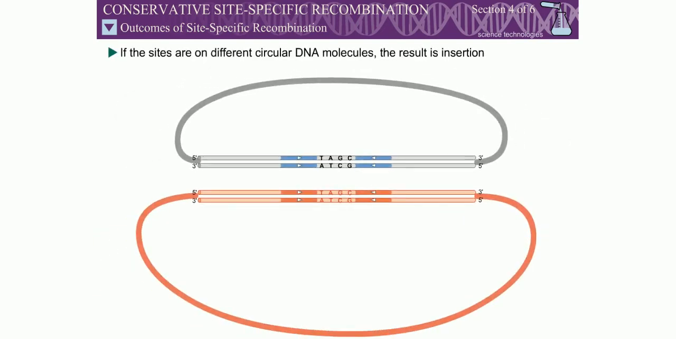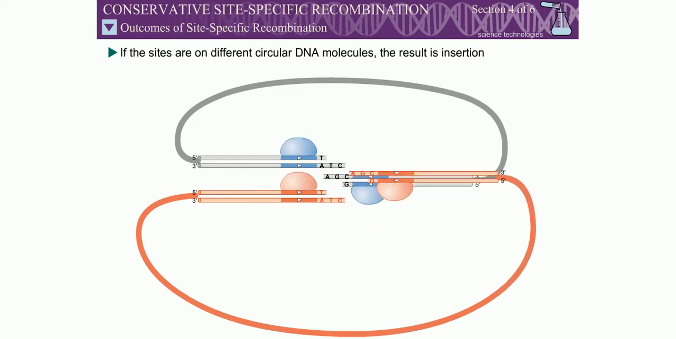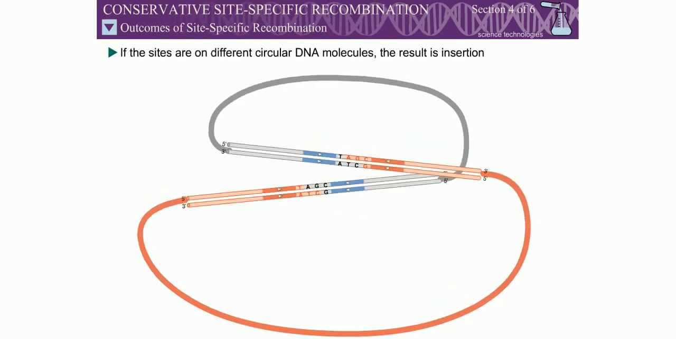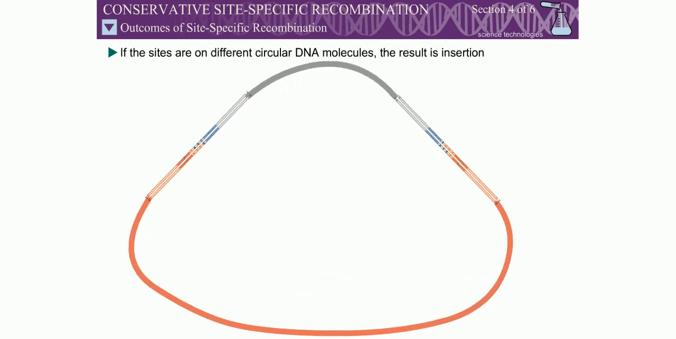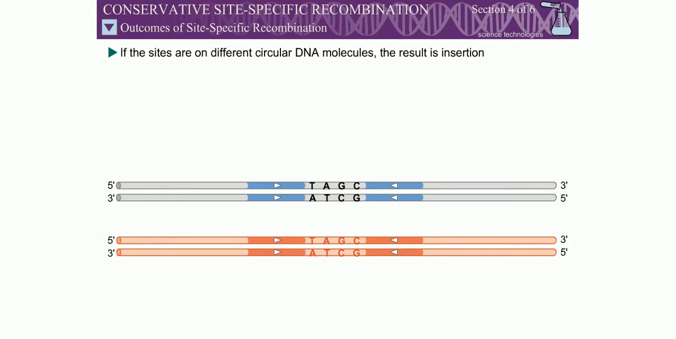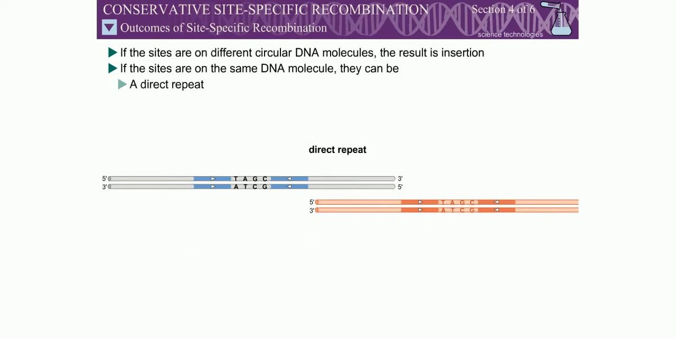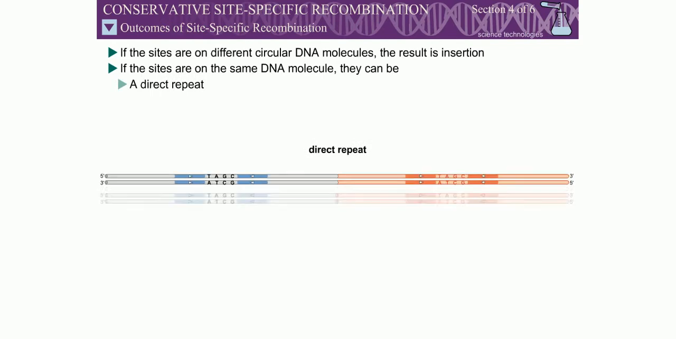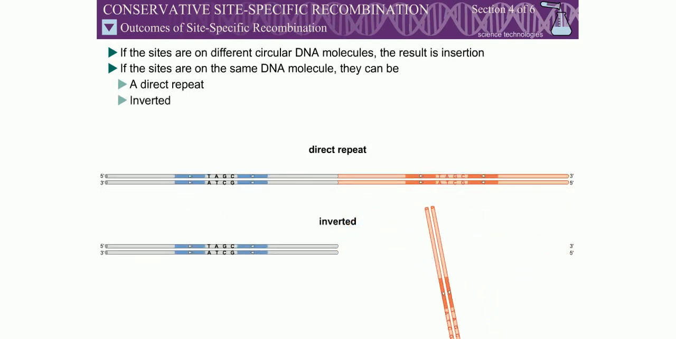If the recombination sites are on different circular DNA molecules, the result of site-specific recombination is insertion of one of the molecules into the other. Because the crossover region is asymmetric, a given recombination site always has a defined polarity. If both recombination sites are on the same DNA molecule, they can be a direct repeat with respect to one another, or inverted with respect to one another.